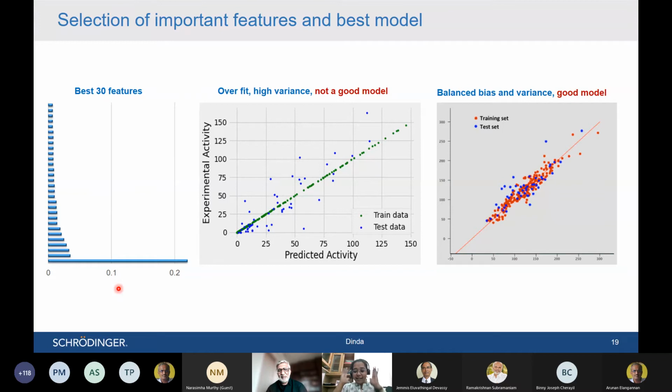Okay, this is my last but one slide. Sometimes we have a model like that when we do the training set and test set, but you can see this is not that great a model. We are expecting something like that. So we use different machine learning tools to get a model like this, and from there we extract the features like that.